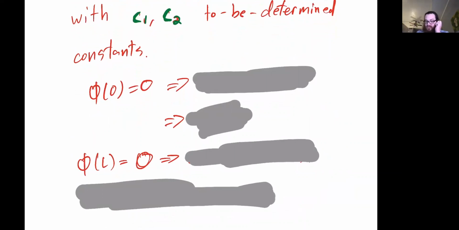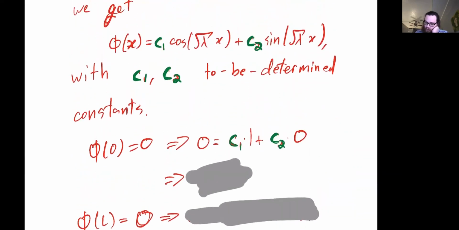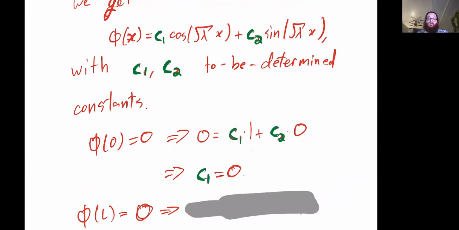So the condition that phi of 0 is equal to 0, well, plug that in. Cosine of 0 is equal to 1, because cosine starts there, goes like that. Sine of 0 is equal to 0, because sine goes like that. So we have c1 times cosine of 0, which is 1, plus c2 times sine of 0, which is 0. And that leaves us with c1 is equal to 0. So our spatial component is just going to be a sine function.